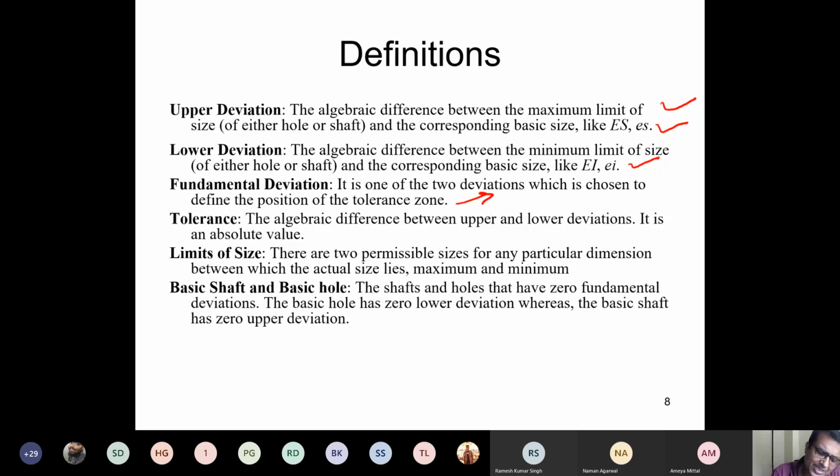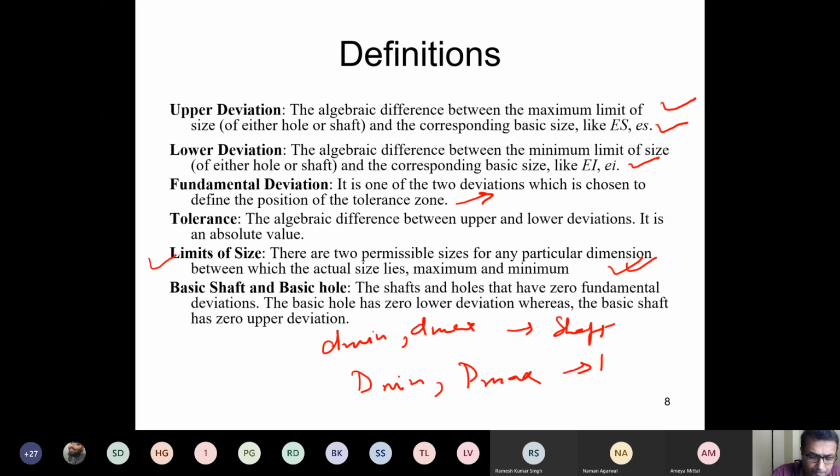Limits, there are two. Tolerance governs the lower limit and the higher limit. From the bottom to the lower tolerance, and bottom to the top tolerance, gives you the limits of the sizes. So this is the limit of the sizes: d min, d max for the shaft, and capital D min and D max for the hole. This is for the shaft. This is for the hole.